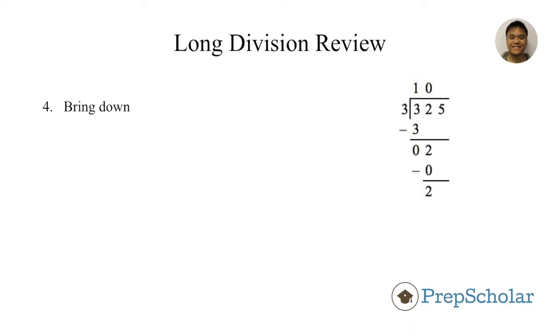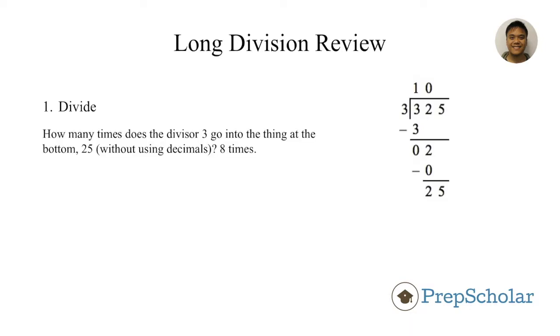And then we bring down the next digit, the last digit, down to the bottom, which will be 5, and it'll look like this. Let's go through one more time. This will be the last time. First, we divide. How many times does 3 go into 25, the thing at the bottom? It goes in 8 times, because 3 times 8 is 24, and one more 3 will go over. So we put an 8 at the top directly above the 5, and it looks like this.